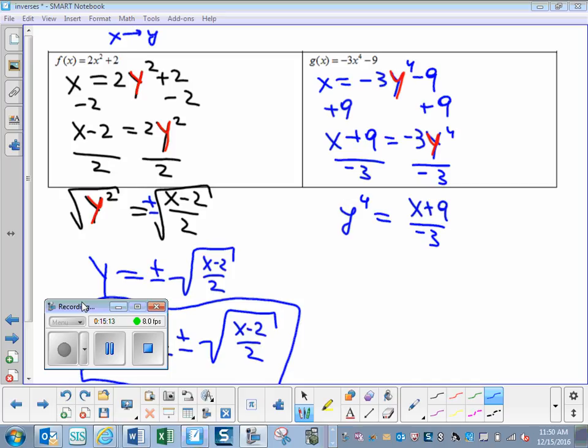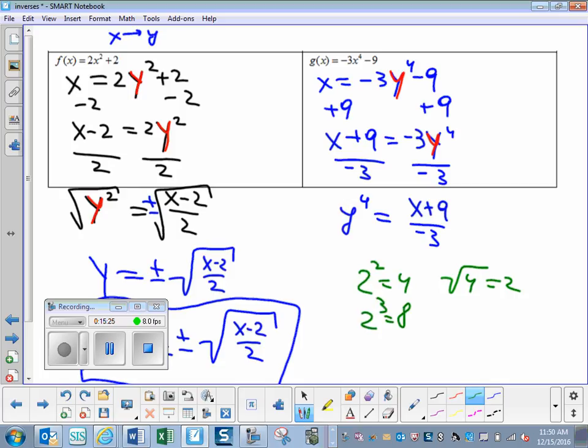We can take a root. It will take a few more steps to solve, so let's just think. 2 to the power of 2 is 4, right? The square root of 4 is 2. 2 to the power of 3 is 8. The third root of 8 is 2. See how I'm undoing the operation, the exponent, by taking the root of the same degree.